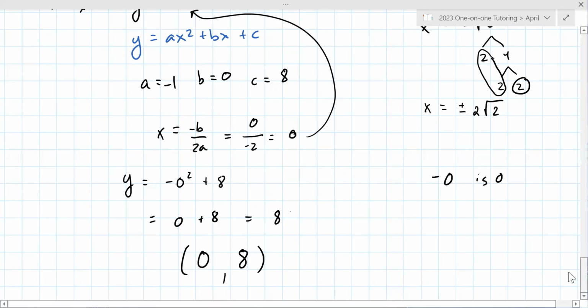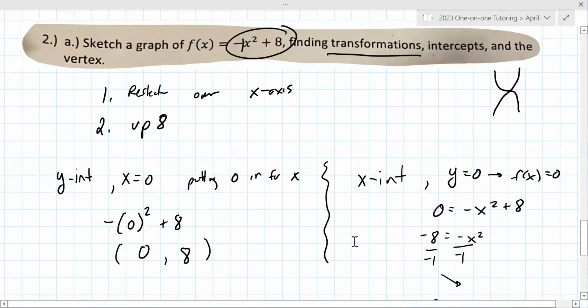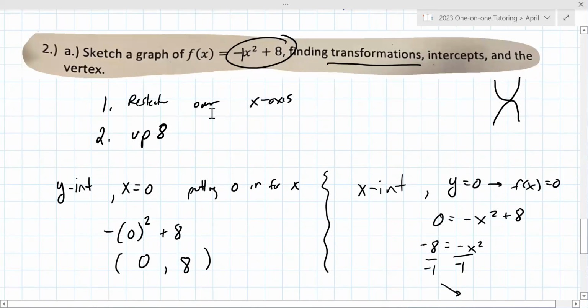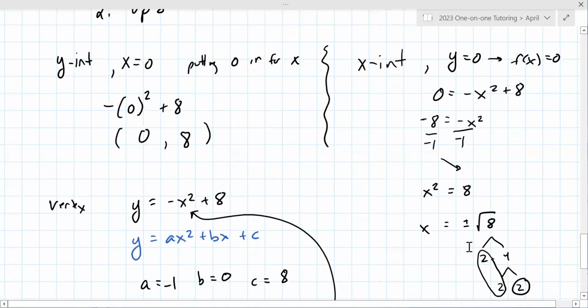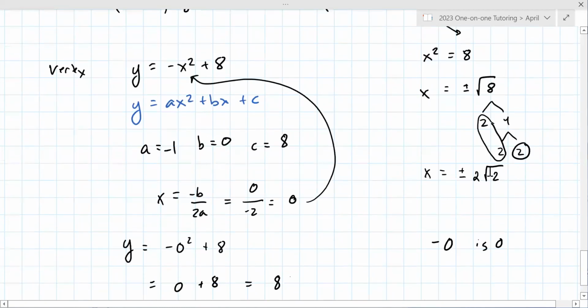All right. So let's just try to summarize because 2a is kind of a big question here. Transformations aren't as important, but you found the y-intercept 0, 8. You found the two x-intercepts, 2 square root of 2. We should write those as ordered pairs: 2 square root of 2 comma 0, minus 2 square root of 2 comma 0. And then the vertex is also 0, 8.